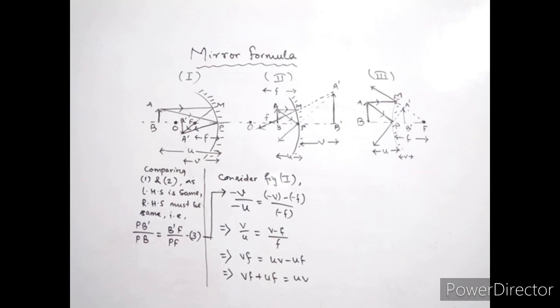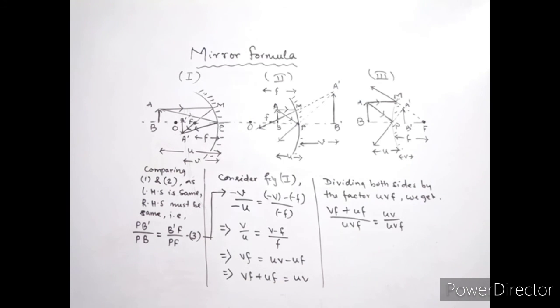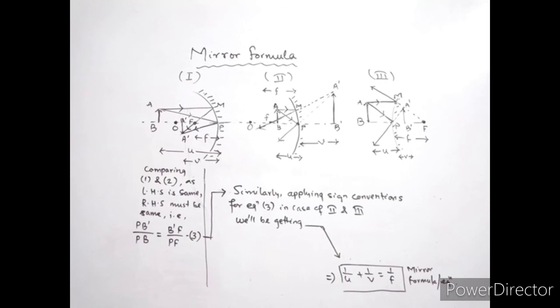Now after getting to this point, we will be dividing both the left and the right hand sides by the factor uvf, so that we can get (vf plus uf) divided by uvf is equal to uv divided by uvf. So separating the left hand side, we have vf divided by uvf, uf divided by uvf, and uv divided by uvf. Now vf, uf and uv can get cancelled out with the denominator, and we can have 1 by u plus 1 by v is equal to 1 by f, which is the required mirror formula.